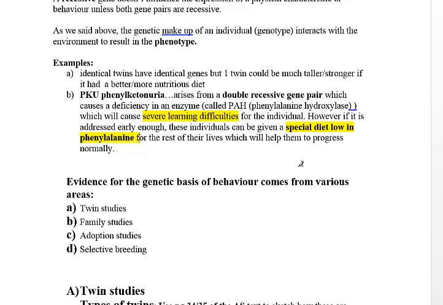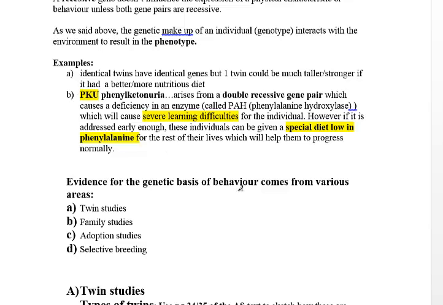But it has to be spotted early enough, and I believe it's one of the tests they give children in this country when they're born, just a quick blood test to find out whether they've got this disorder or not. So do learn this one. The PKU example is a good one.